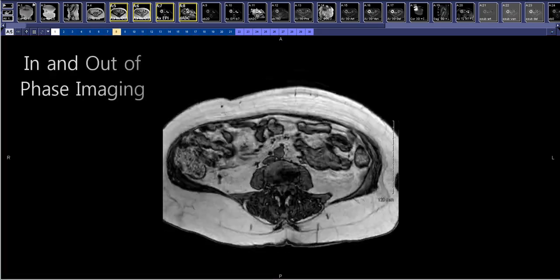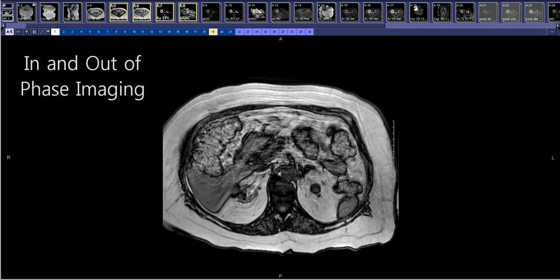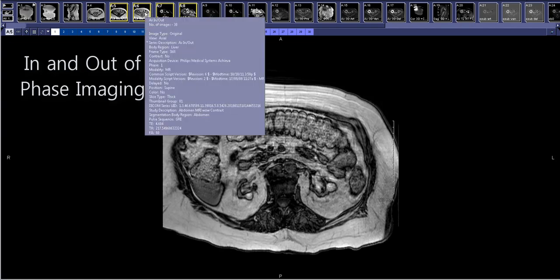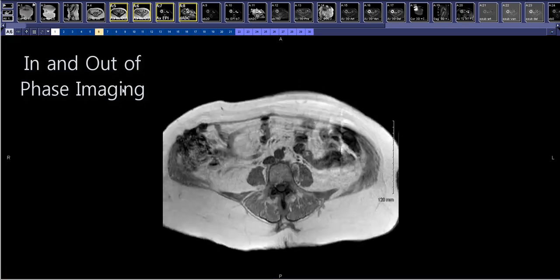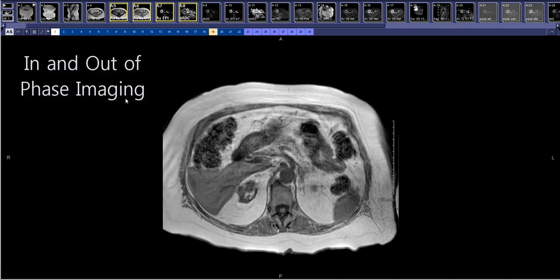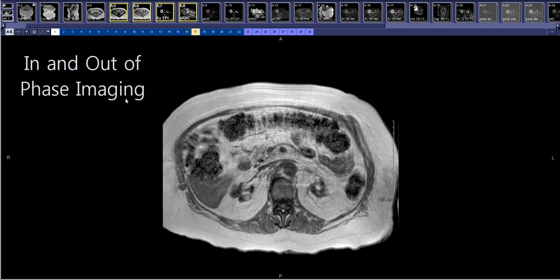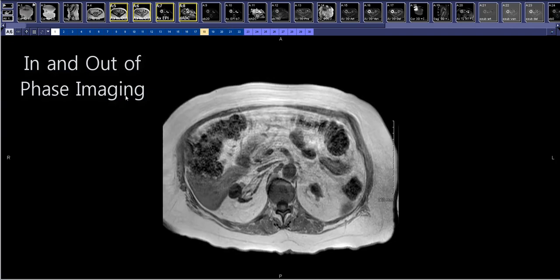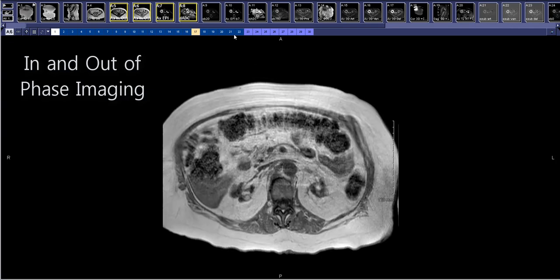For in and out of phase imaging, we can use this to look for fat within a mass. So intracellular lipid can be seen in certain types of renal cell carcinoma, such as chromophobe RCC, or macroscopic fat can be used to diagnose something as an angiomyolipoma, and we hope to show you some case examples of that in the module that's being created.